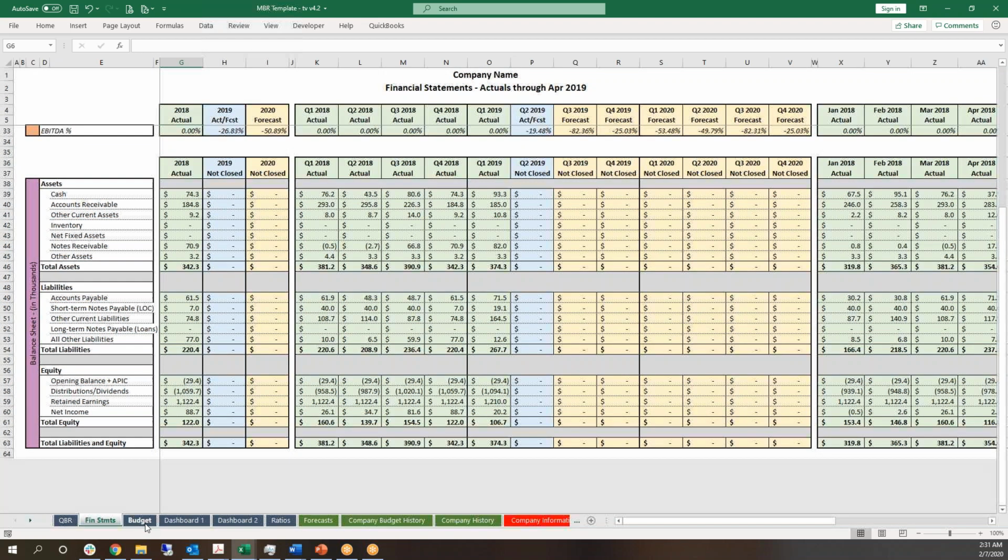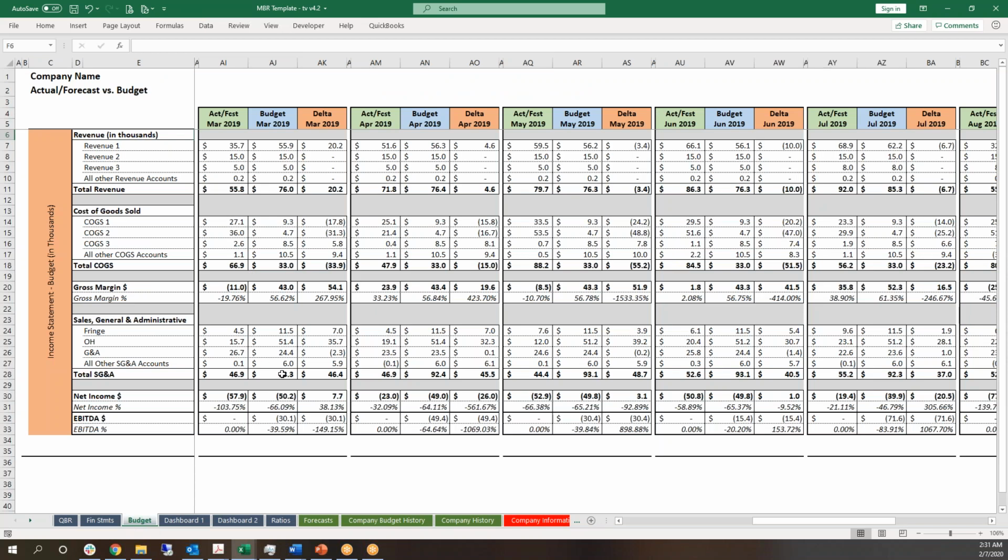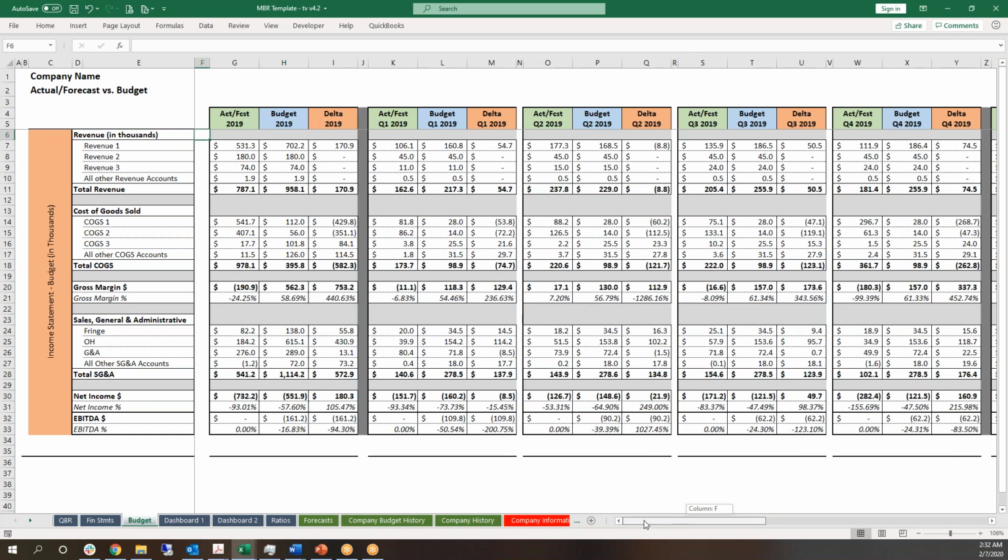The third tab is the budget tab. This tab will compare the actual and forecasted numbers to the budget and calculates the difference, or delta, between the two. This chart is only shown for the current fiscal year, but the report is again broken down to view the annual numbers, the quarterly numbers, and the monthly numbers. There is no balance sheet information on the budget tab.